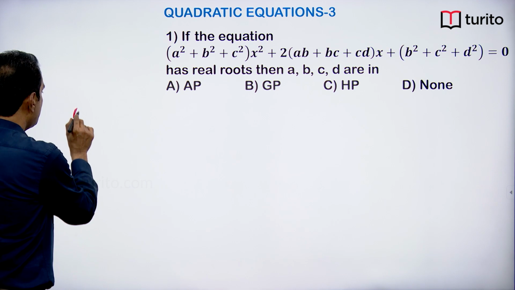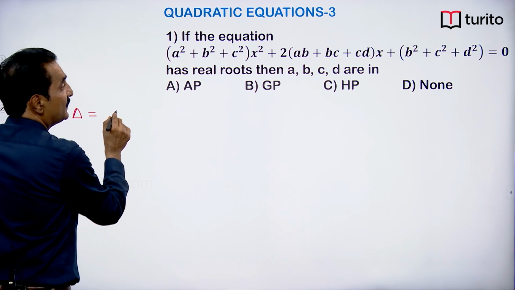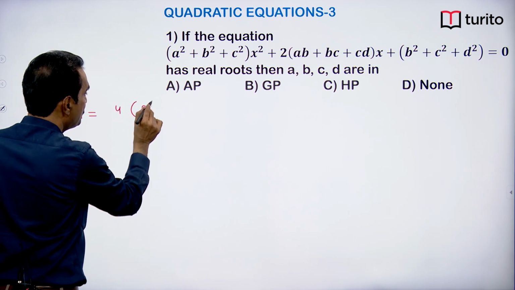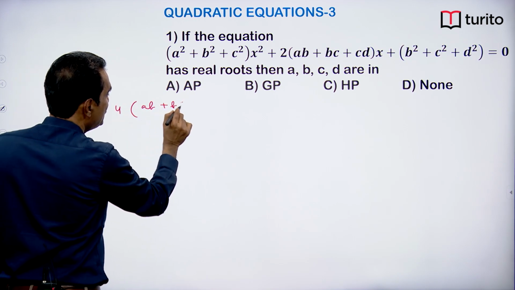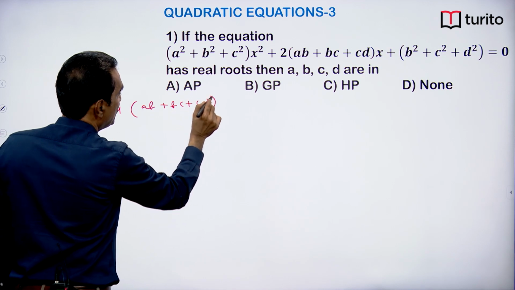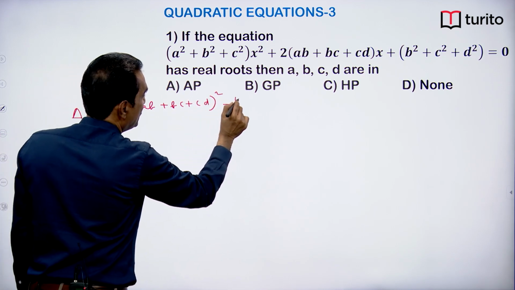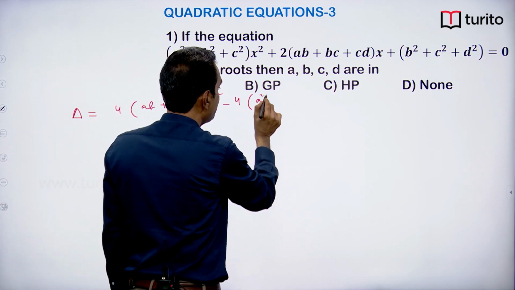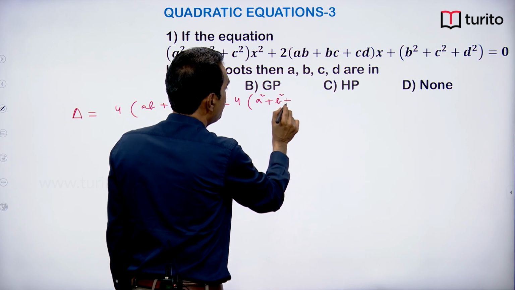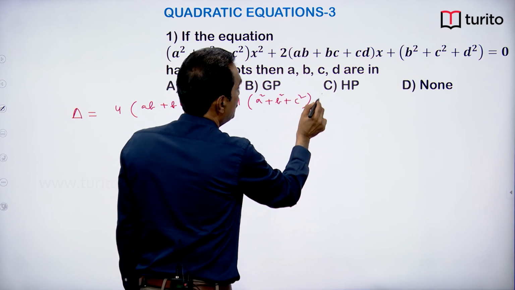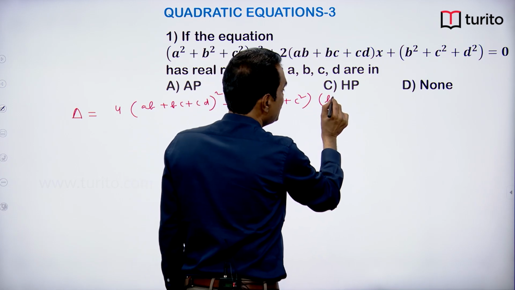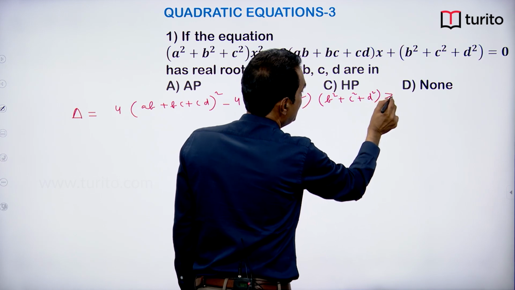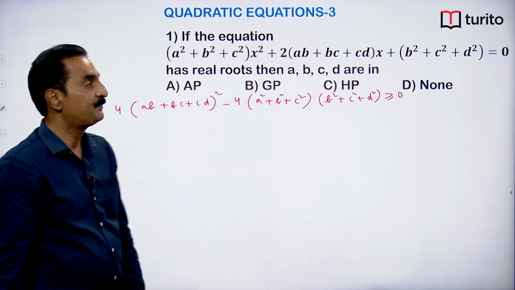So, delta is equal to b square minus 4ac. Coefficient of x whole square is 4 into (ab plus bc plus cd) whole square, minus 4 into (a square plus b square plus c square) into (b square plus c square plus d square), is greater than or equal to 0.